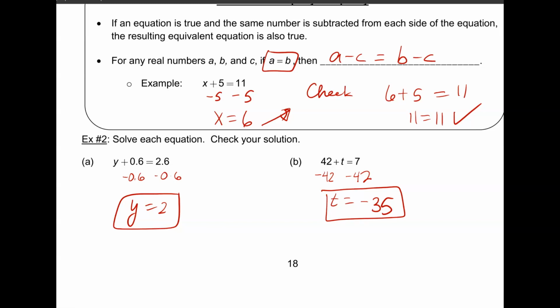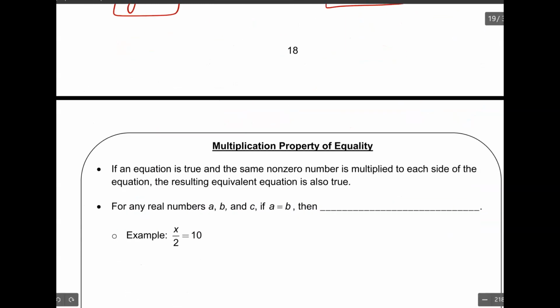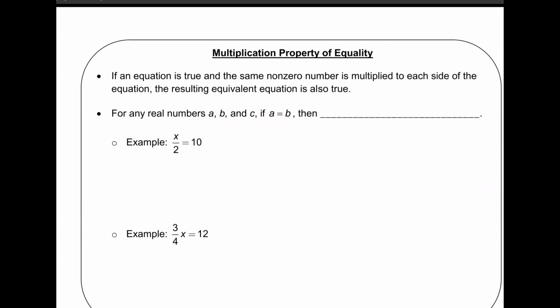Okay, so we're confident. We're confident we can do this. You know how to do one-step equations. Golden. Almost done. Multiplication property of equality.